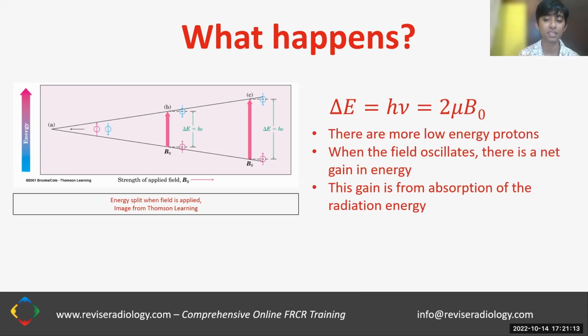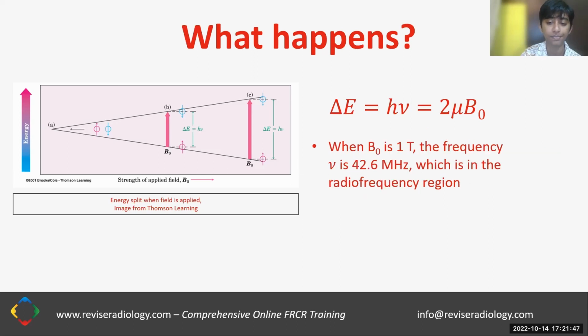So what happens is there are more low energy protons. That's a given in any natural system. There's always things which are at a lower energy compared to things which are at a higher energy. So when the field oscillates, there's a net gain in energy that happens. Because the lower energy is going to the higher energy, there's more higher energy protons later, which means that the system as a whole has more energy. So this gain in energy is from the absorption of the radiation energy.